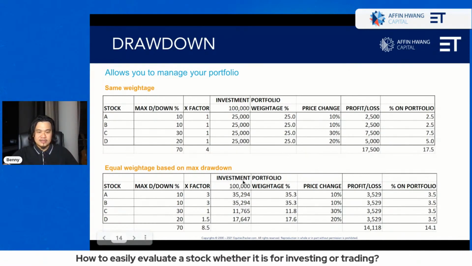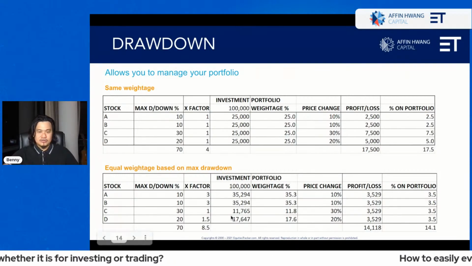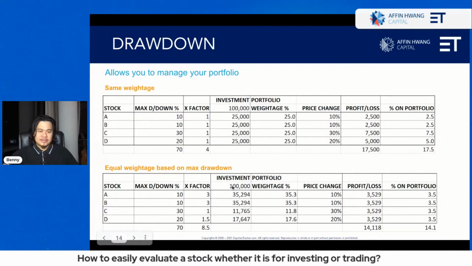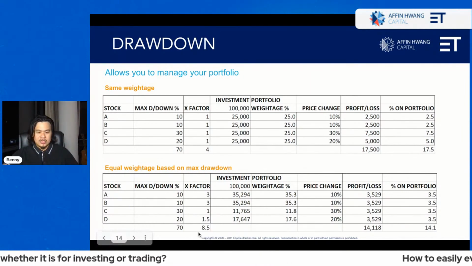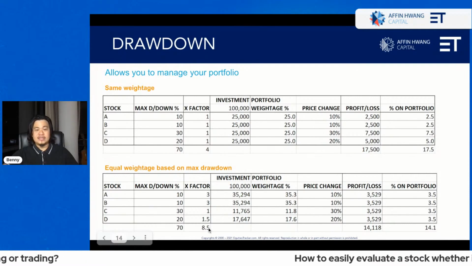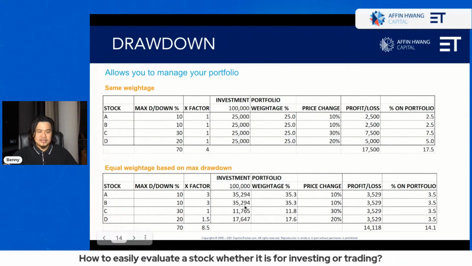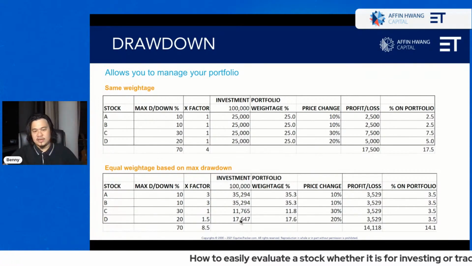So from my $100,000 investment, with the weightage of 3, I'm able to buy 35,294 worth because I'm dividing it into 4. So it's 3 over 8.5 times 100,000, if you know how to do the weightage calculation. The weightage here is 3, the total is 8.5, so 3 out of 8.5 multiplied by 100,000 gives you 35,294. Stock B has the same weightage as A. Stock C, 1 out of 8.5 times 100,000, is 11,765. And stock D, I get 17,647.